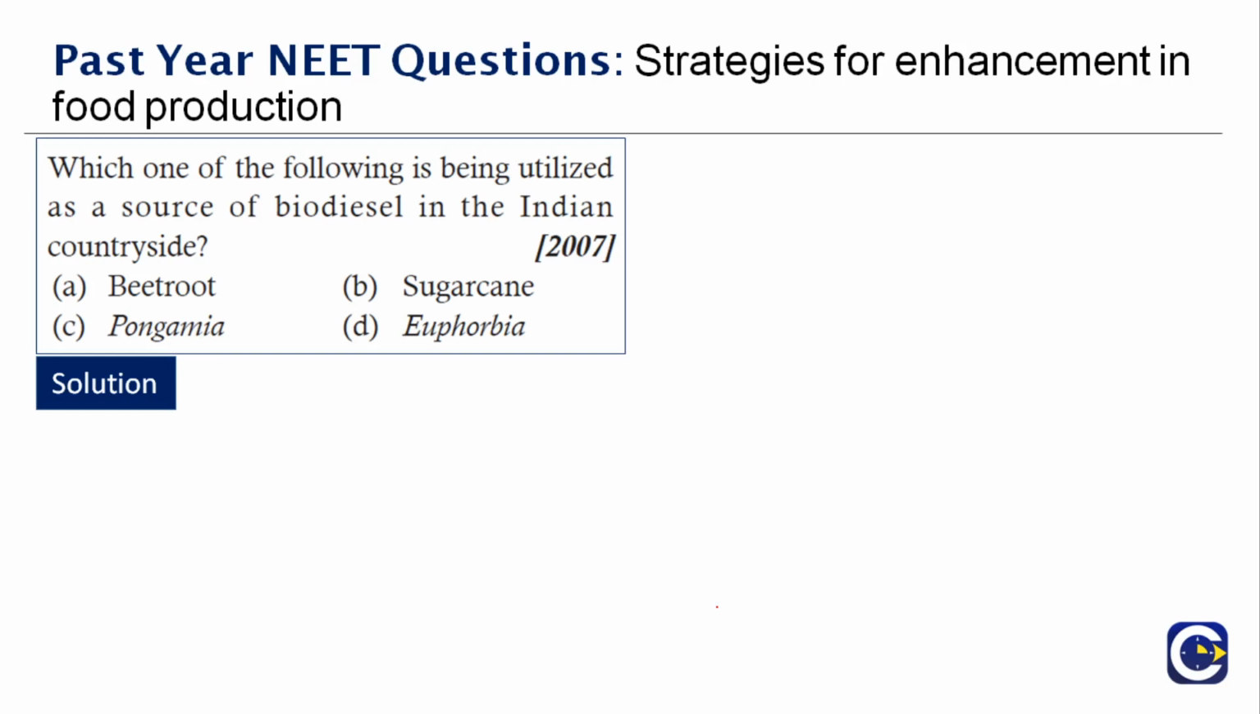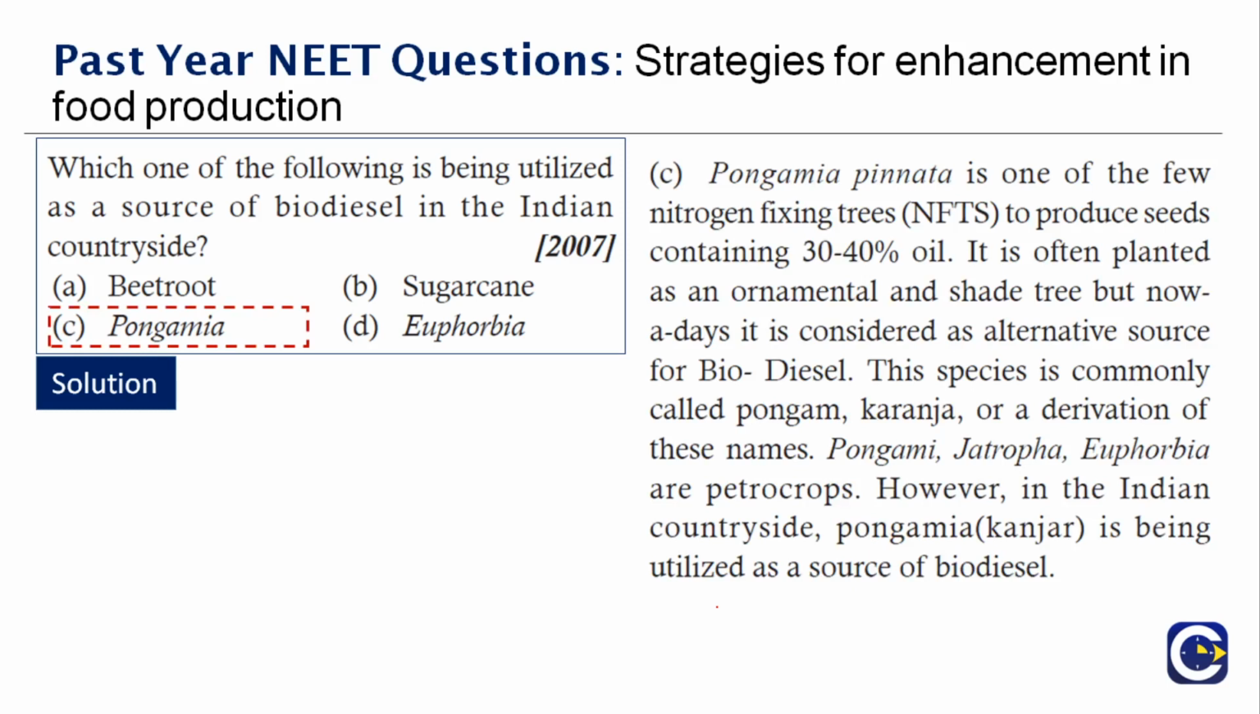It is one of the few nitrogen fixing trees that we have, and it produces seeds containing 30 to 40% oil. It is often planted as an ornamental plant and a shade tree, but nowadays it is considered an alternative source of biodiesel. This species is commonly called pongam, or you have other names also: jatropha, euphorbia, pongamia. All these are sources which are used as biodiesel or biofuel. However, in the Indian countryside, we have pongamia, which is highly used as an alternative for biodiesel. So when we talk about the Indian origin, we have pongamia. The other sources which we spoke of in the earlier parts were jatropha and all that. Therefore the right answer to this question is pongamia.